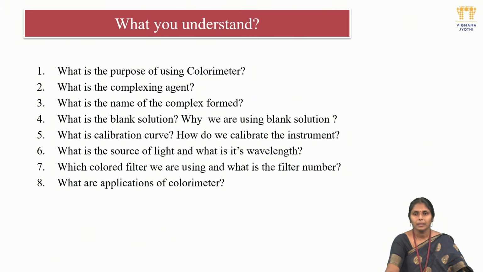Now finally, let's go for the recap of what you understood from this experiment. What is the purpose of using a colorimeter, and what is the complexing reagent we are using? What is the name of the complex formed? What is the blank solution, and why are we using this blank solution, why don't you use other solutions? What is the calibration curve? Which source of light are we using, what is the filter we are using, and what is the filter number? What are the different applications of colorimeter? All these things.